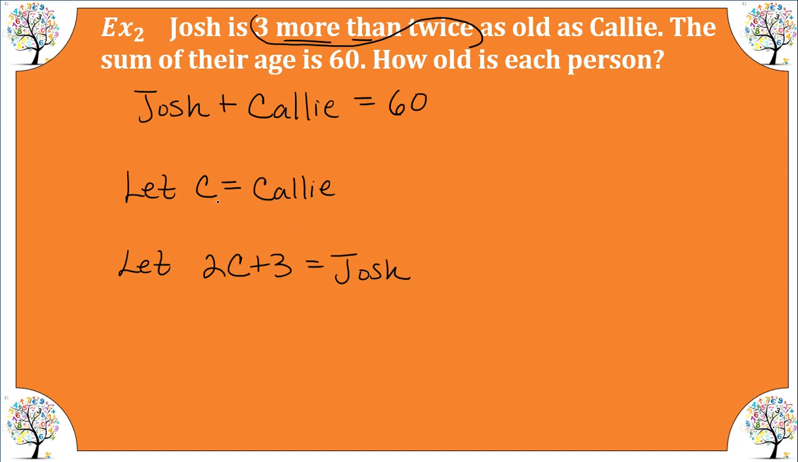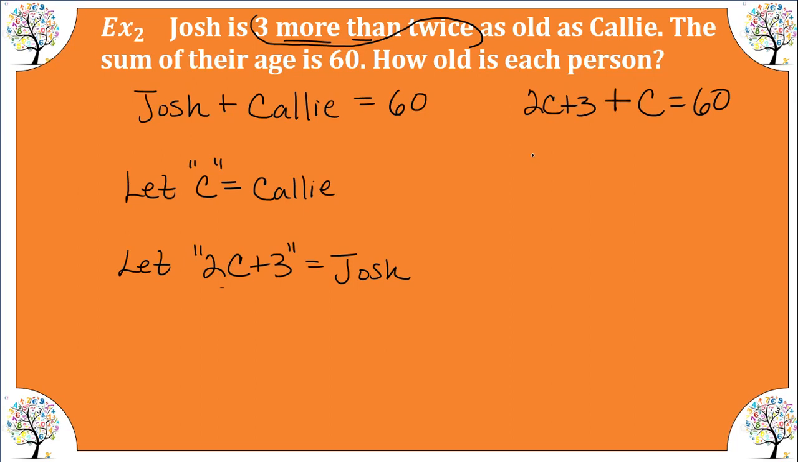So now we're just going to plug in. For Josh, we're going to plug in 2C plus 3. This represents his age. That's Josh, plus Callie, which is just C, equals 60. I'm going to put this in parentheses. Now, see how we have one type of variable? That's what you want. You don't want a C and a J. You want one type of variable. So now we're just going to solve.